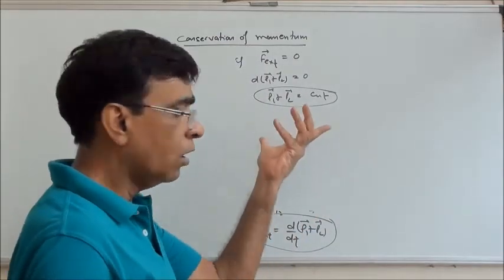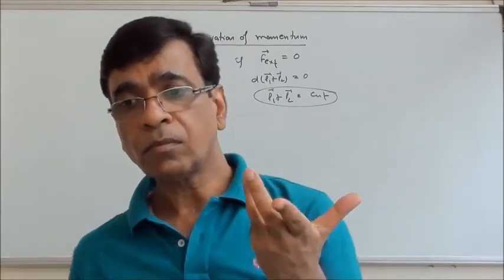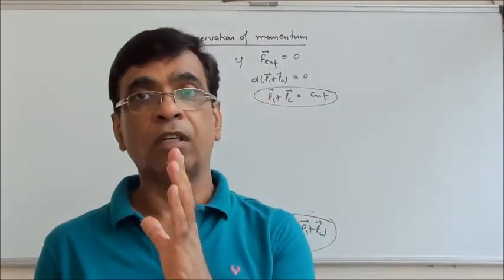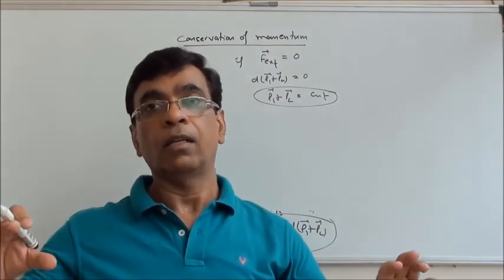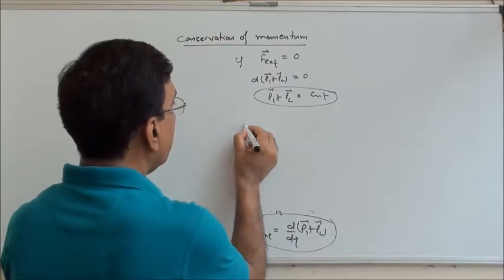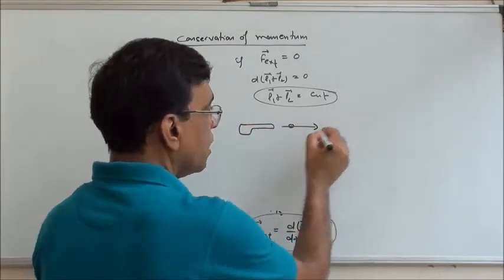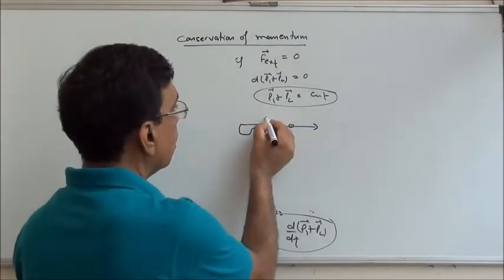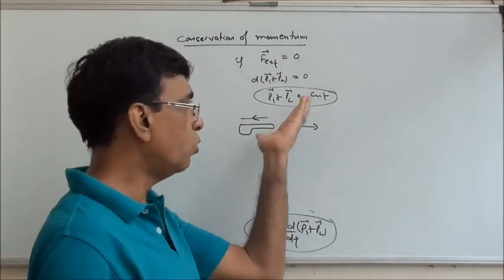And we have done many examples, like for example when bullets are fired using a gun. Now there is no external force. We can take the system as bullet and gun. So whatever momentum the bullets acquire in one direction, the gun will acquire equal momentum, because there is no external force. So P1 plus P2 is 0.